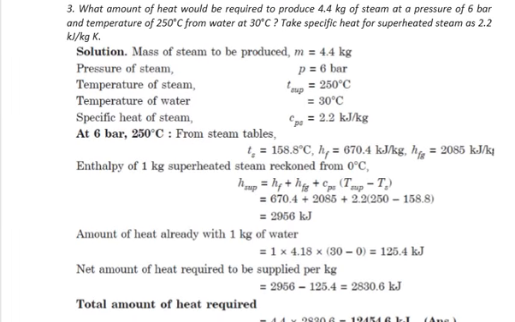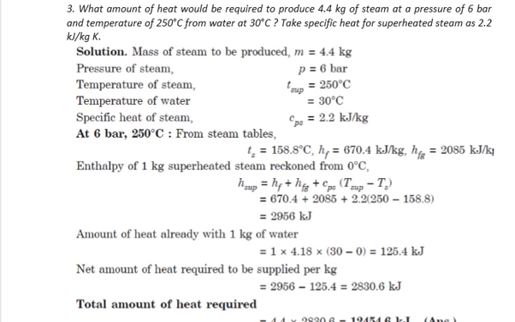Then go to another numerical. What amount of heat would be required to produce 4.4 kg of steam at a pressure of 6 bar and temperature of 250 degrees Celsius from water at 30 degrees Celsius? Take specific heat for superheated steam as 2.2 kJ per kg.